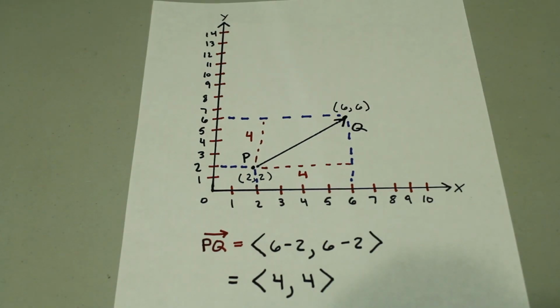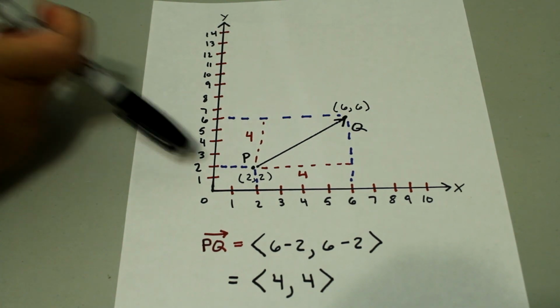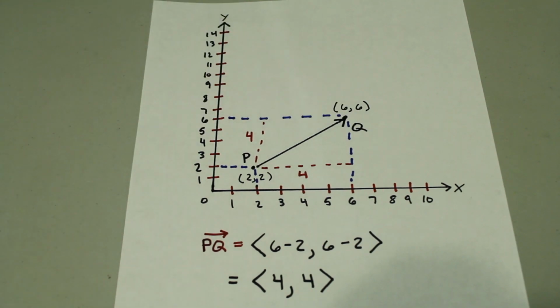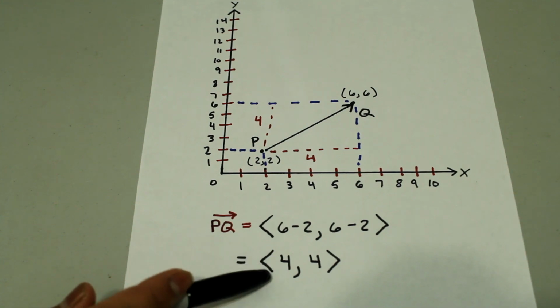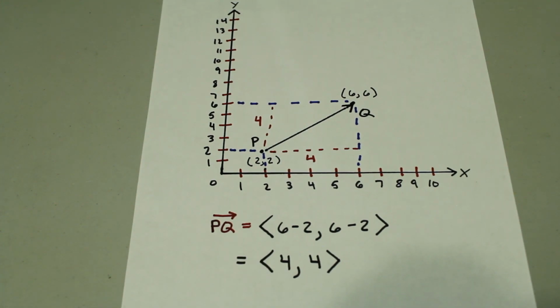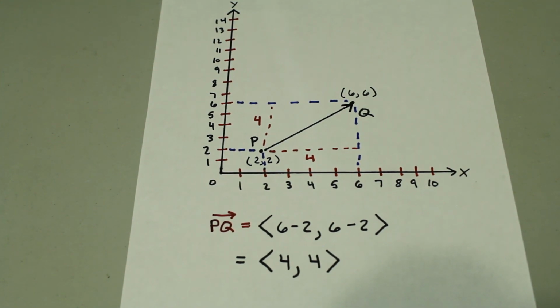At this point you might be thinking that we know where this vector lies on the coordinate plane because we are given the initial and the terminal points. What if we were just given the component form angle bracket 4, 4? How would we know where and how to draw the vector? Is the component form in terms of the initial point or the terminal point?